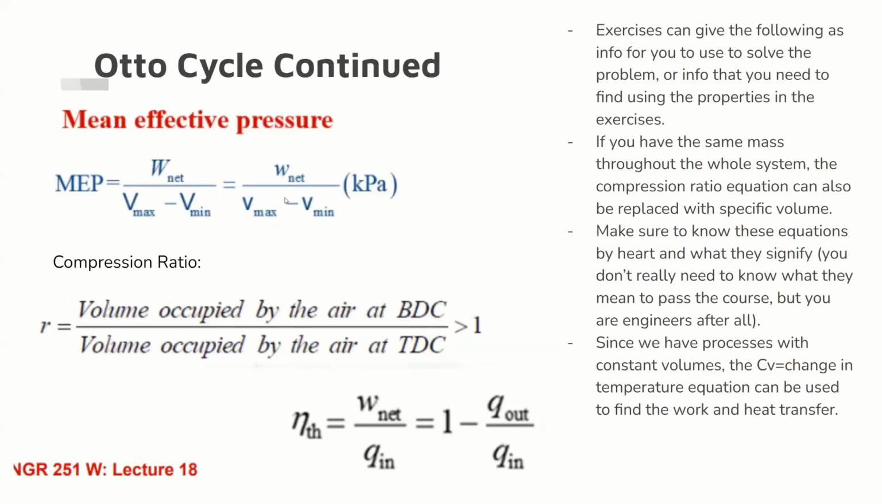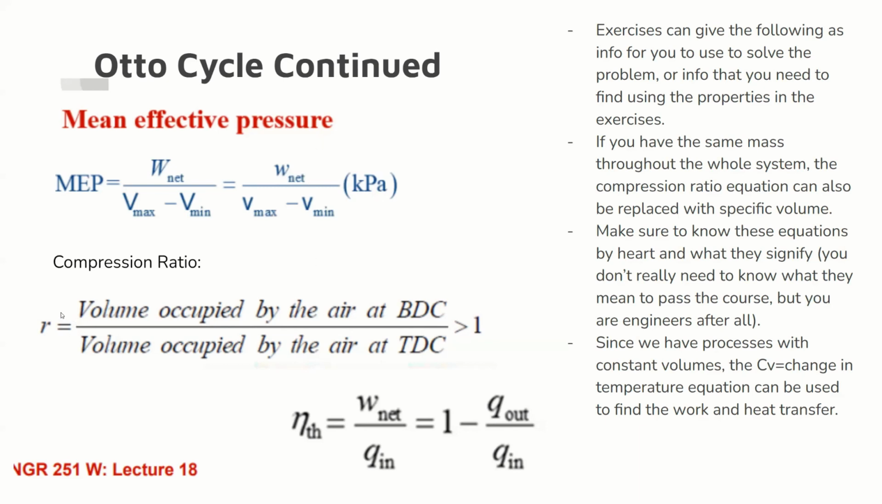And you can see it's in different formats. So you have your work here divided by the change in volume, whereas here it's specific work divided by the change in specific volume. So just make sure that they're in the same format, not same units, but same format.